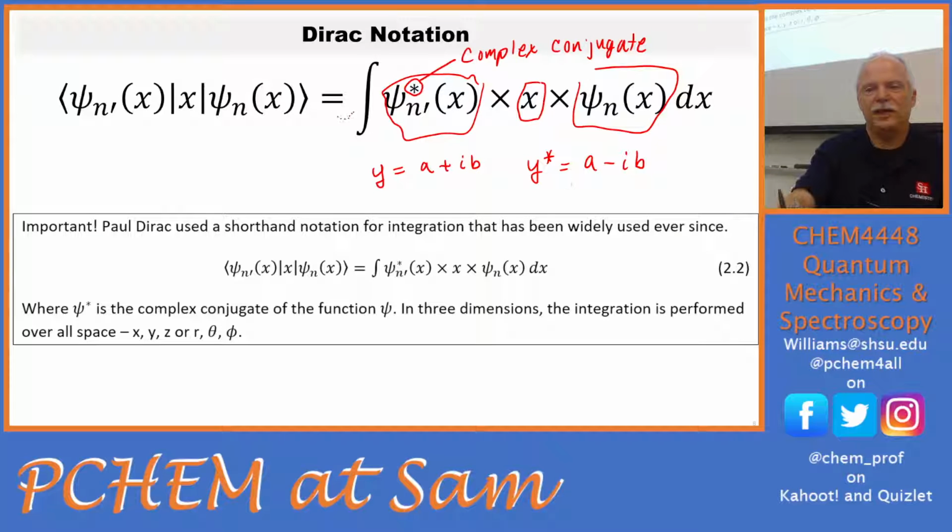Now, we got tired of writing the integral of this business dx, and so Dirac got lazy, and he did this shorthand. And so that's what these brackets mean. So these brackets here and these vertical lines just mean times. Okay. And these brackets mean the integral.